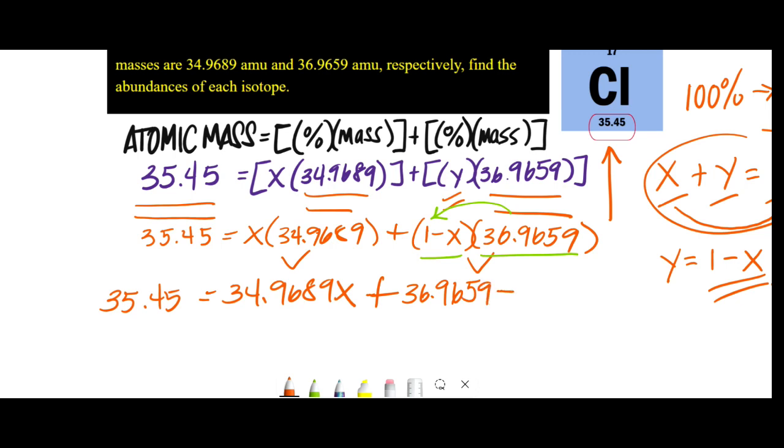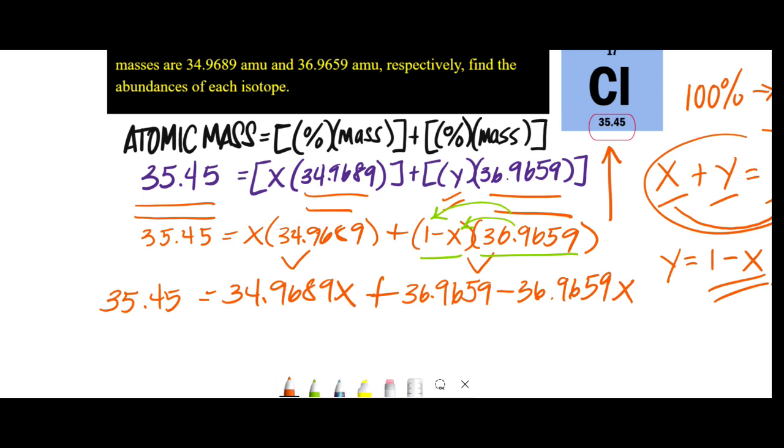And then I have to put that minus sign in there. That's part of the 1 minus x expression. But now I have to also go in and multiply the 36.9659 by the x, right? So that's going to give me 36.9659x.